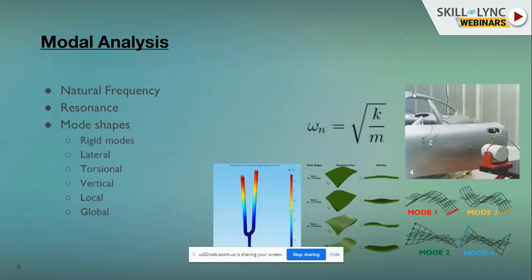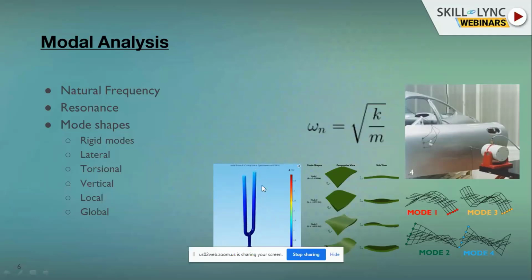If you can see the image here, there's a tuning fork for which a free run has been given, and then a constraint has been given, and it is showing its mode shape.